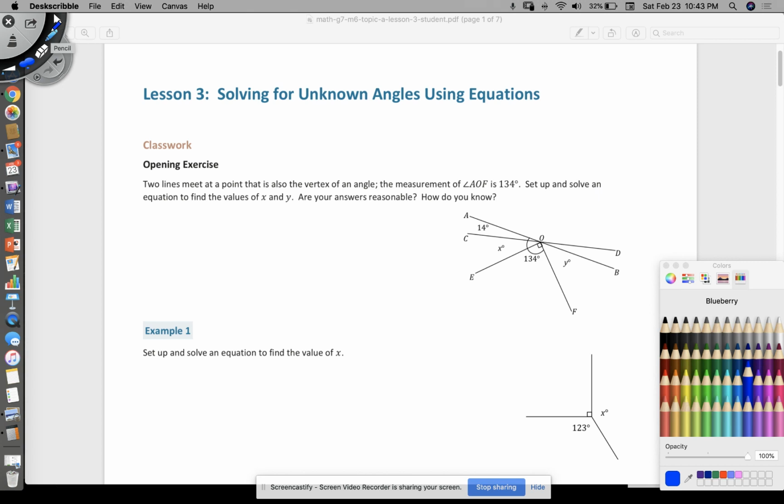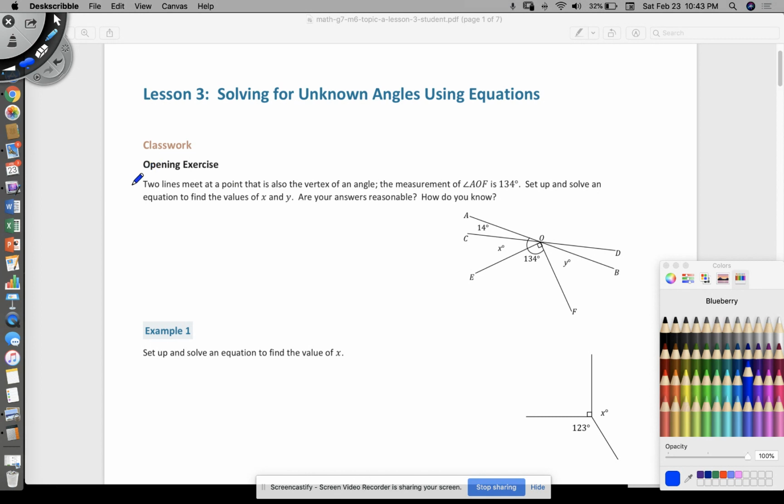This is 7th grade, Module 6, Lesson 3 on solving for unknown angles using equations. Very similar to what we've been doing so far, so nothing much new, just the angles are going to get a little bit more complex now. Okay, so let's start with this first one.